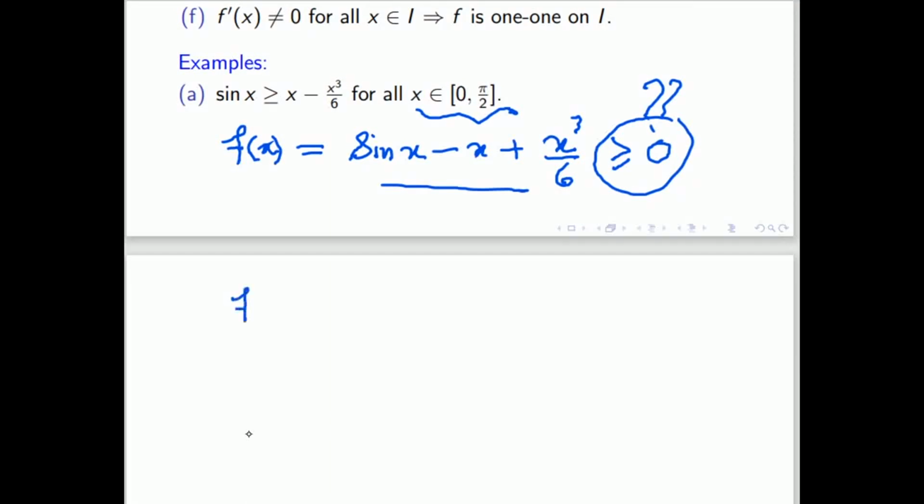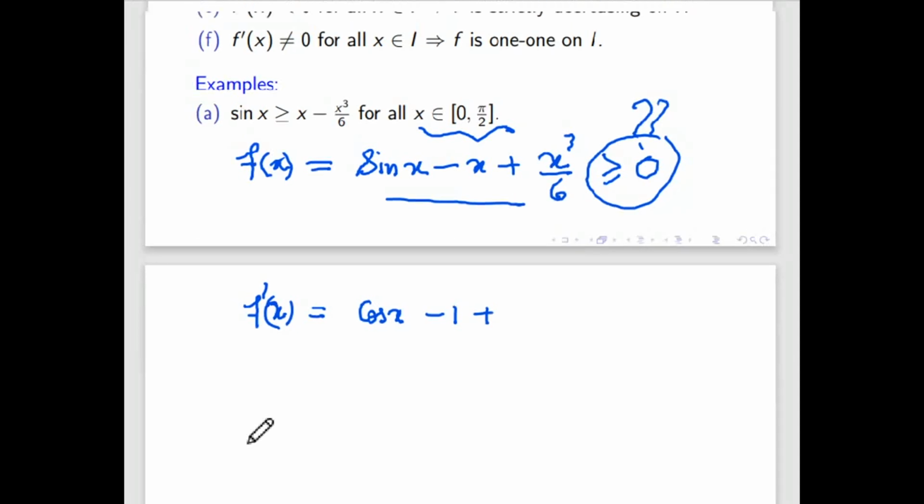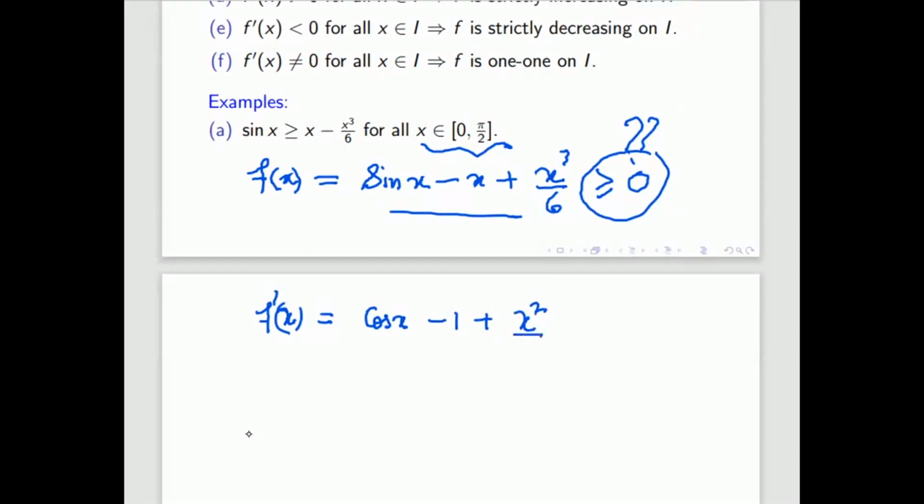So what is the derivative of this, f dash x? We will differentiate one time. The derivative of sin x is cos x. This will give minus 1. And the derivative of x cube is 3x square, so it will give x square by 2. We don't know straightforwardly whether it is greater than 0 or less than 0 in that interval 0 to pi by 2.